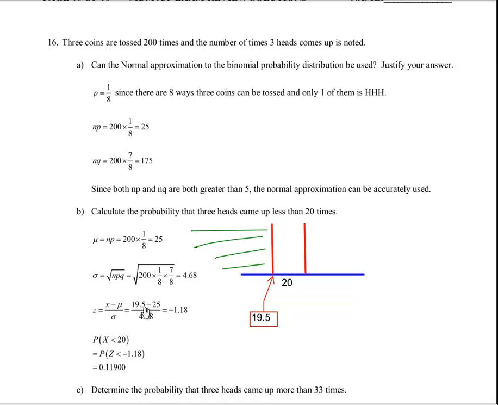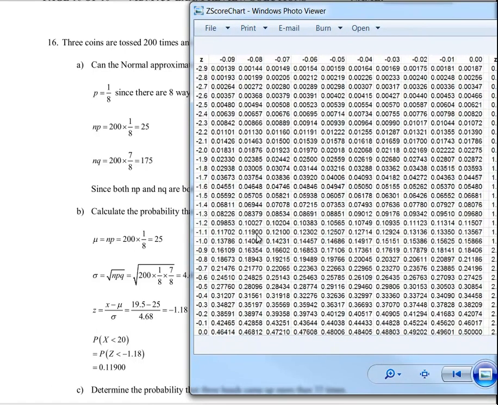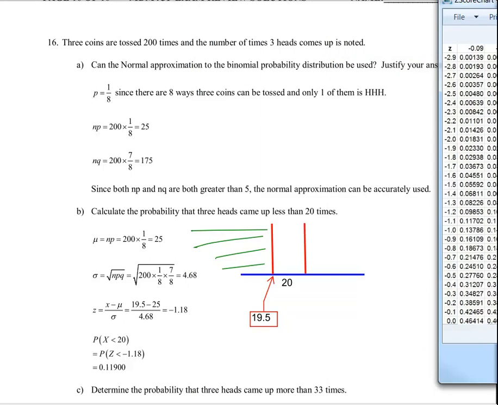Okay? So the mean is 25, so 19.5 minus 25 divided by the standard deviation of 4.68 gives us negative 1.18. So the probability x is less than 20 would be the same as the probability z is less than, well, actually less than or equal to. Yeah, you actually can put an equal to sign in the bottom here, because that's what the z-score table gives you. So negative 1.18 would be this number right here, 0.119. So that's the probability you're looking for. So about 11.9% chance that's happening.